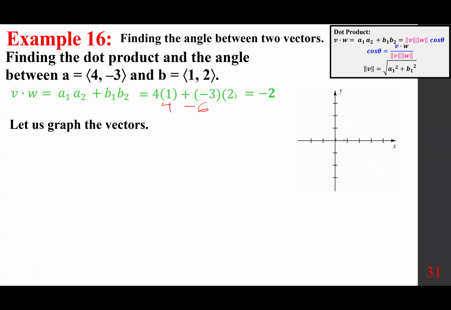Let's graph the vectors. If you want to graph the vectors, you basically graph these 2 points. This point and this point. This one, 4 to the right, 3 down. This one, 1 to the right, 2 up. And then from the origin, connect them. So this is one of them, 4 minus 3. This is another one, 1, 2. And now connect. Those are the vectors.